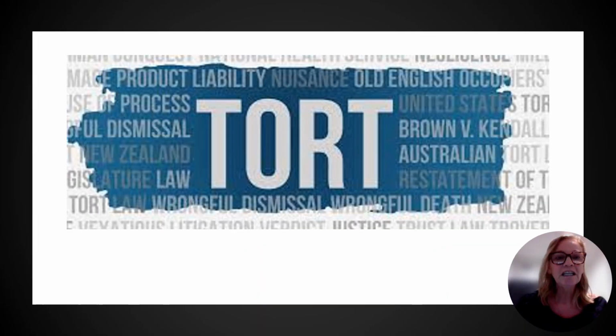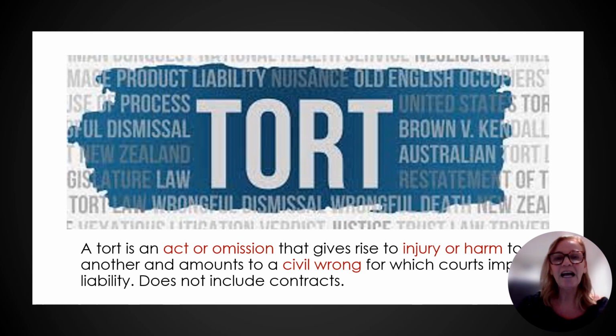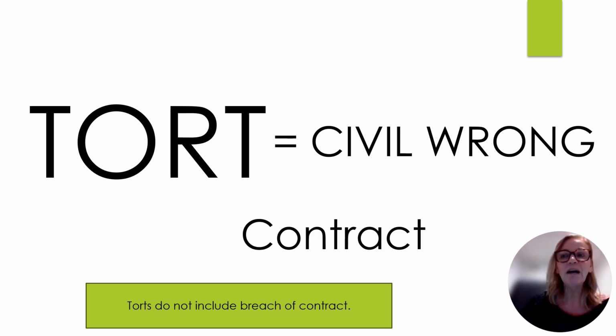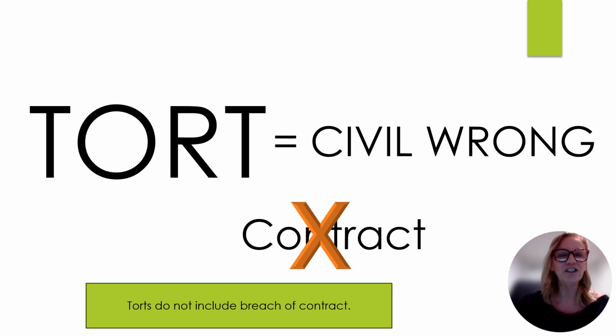A tort is an act or omission that has some type of injury or harm to someone, and it amounts to a civil wrong. So it does not include contracts. So when we're talking of the tort of a civil wrong, we're not talking about contracts. So the next point that I am making for your unit quiz is the following. Torts do not include breach of contract. So please make sure you note that as one of your points. Torts do not include breach of contract.